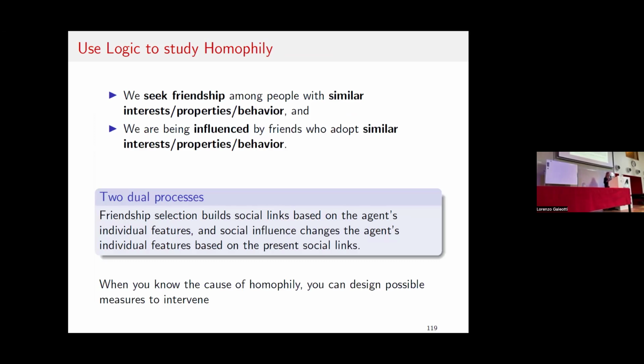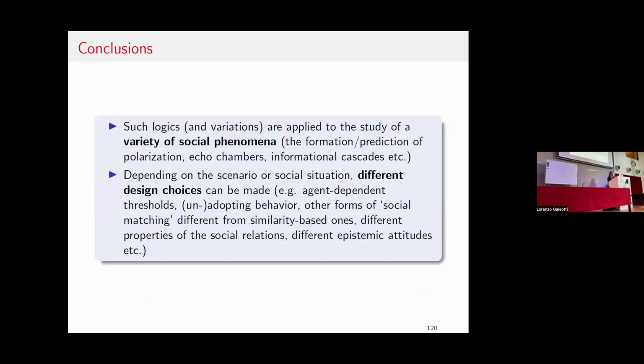Why are the social scientists so interested in it? Because if you know the cause of homophily, then you can design measures to intervene in certain diseases or certain things that seem to happen in certain communities. Okay, so there is one paper of the many papers with Fernando, which really captures the interplay between the two types of dynamic ways in which the models in social networks change. And what I can say as conclusion is that these logics and variations of them are applied to the study of a number of social phenomena.